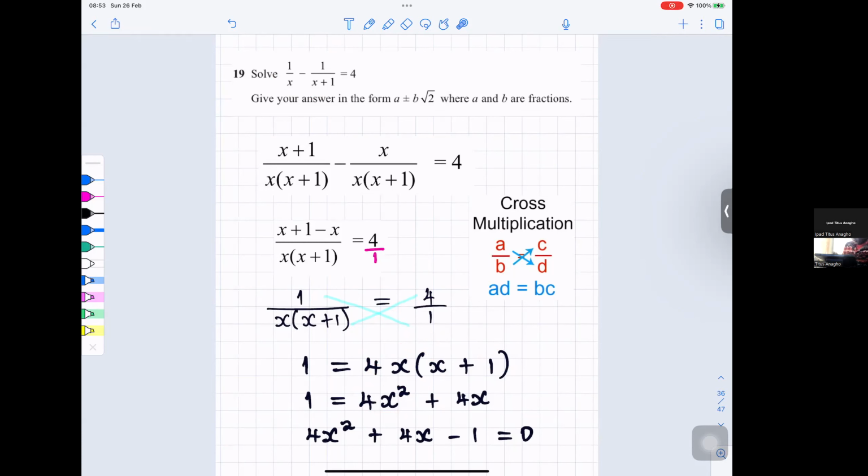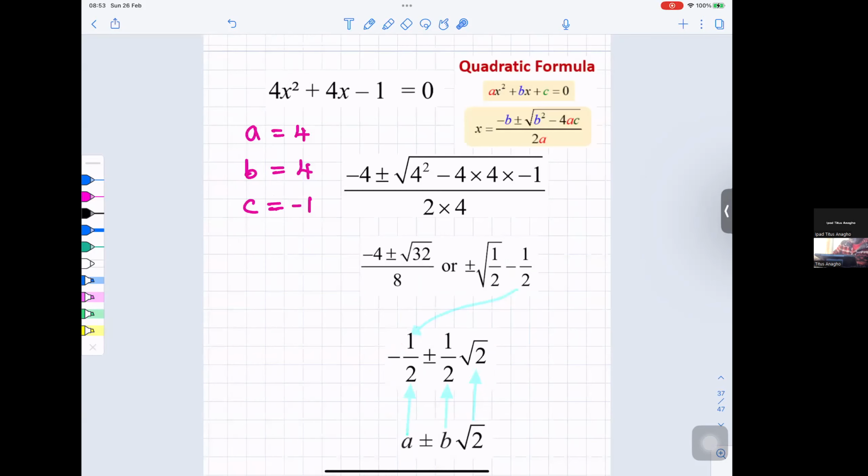Now you put everything to one side. So 4x squared plus 4x, plus 1 taken to the right becomes minus 1. It becomes 4x squared plus 4x minus 1 equals 0. Now we need to solve that. You go to your formula book and you use the quadratic formula.